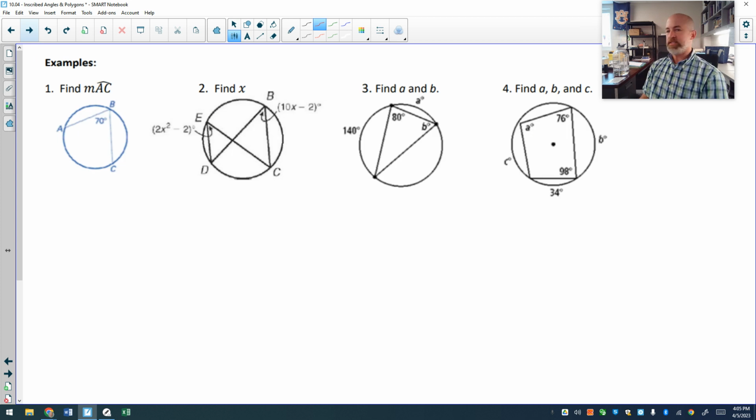And we're ready to do some examples. And so number one, we're looking for the measure of arc AC. And I noticed that in this case, we have the measure of an inscribed angle that generates that arc. So this is the intercepted arc. And the intercepted arc is always twice the inscribed angle. So that's going to be 2 times 70. And if you're really smart, you would know that's 140 degrees.